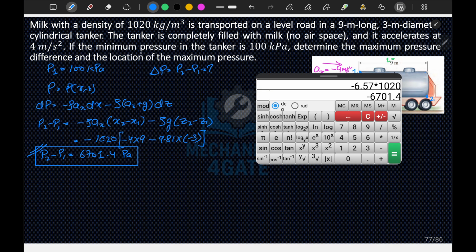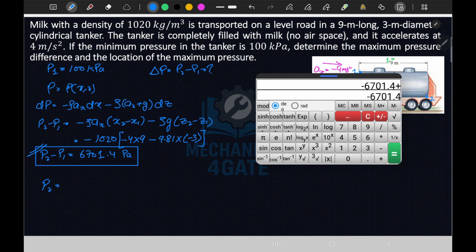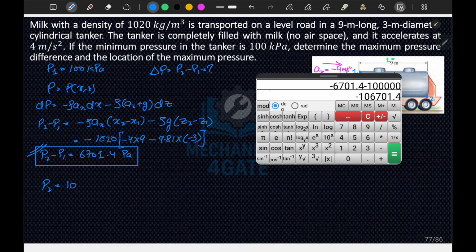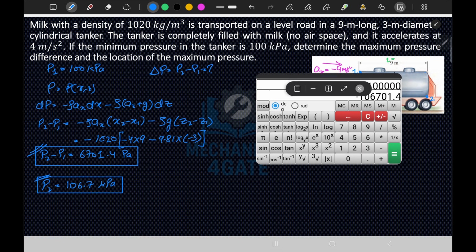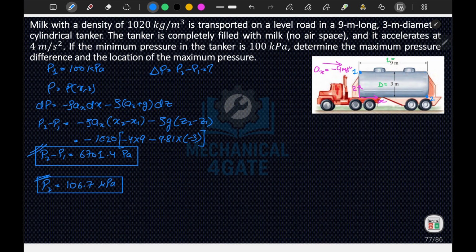Now if minimum pressure is given, we have to calculate the maximum pressure. So maximum pressure, that is P2, will be P1 plus delta P. Now your P1 value is 100 kilopascal, so this becomes 106.7 kilopascal. So we have obtained our pressure difference and our maximum pressure, that is P2.